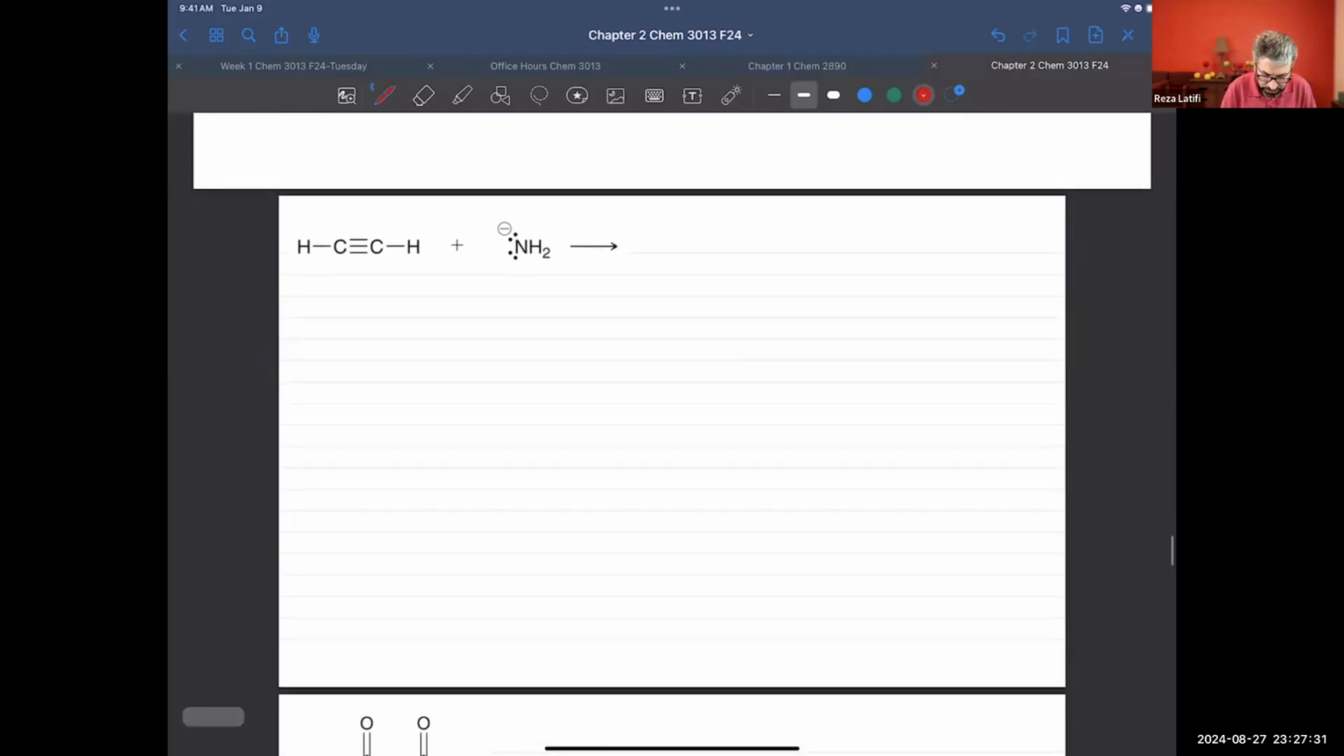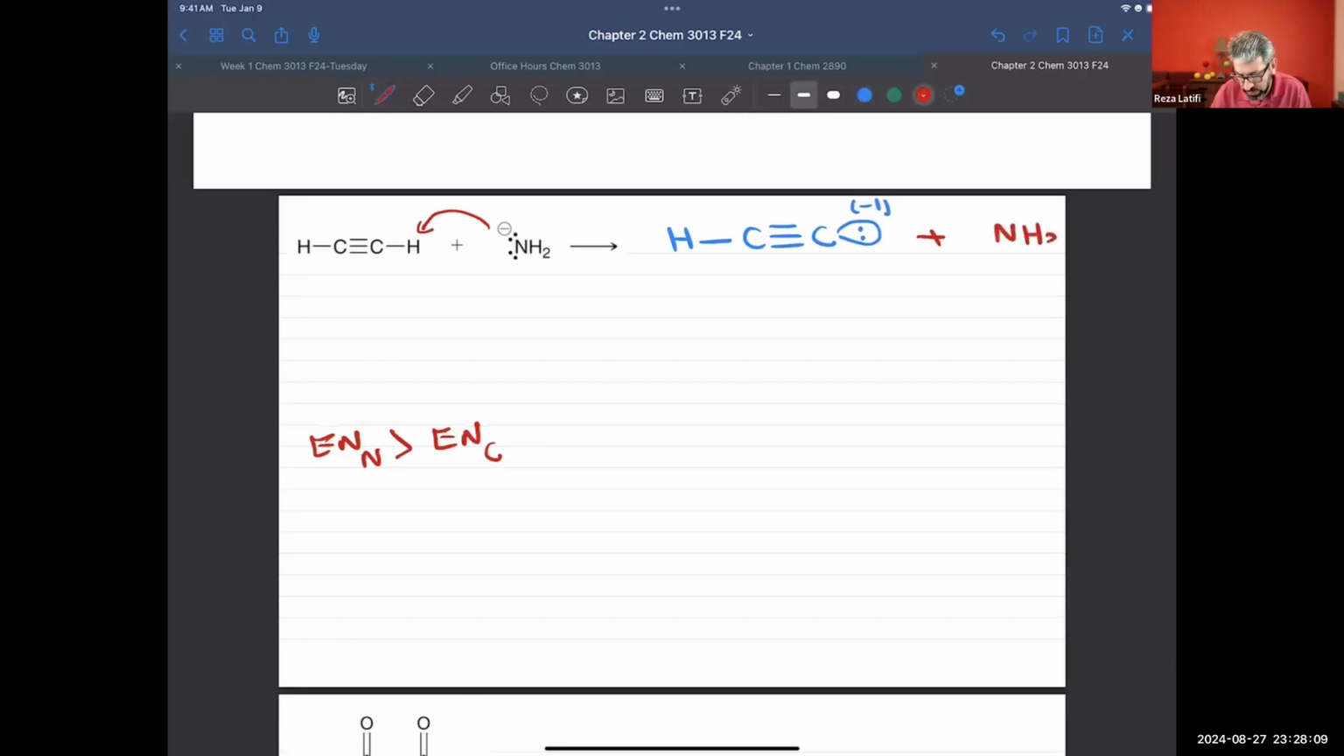Carbon has lower electronegativity than nitrogen. So the electronegativity of nitrogen is higher than the electronegativity of carbon. That means nitrogen is more capable of handling the negative charge. If I write the chemical reaction, in this case, the base is going to go after hydrogen, and it will form HC triple bond C, and carbon will have a lone pair or a negative charge. Plus, I get NH3, and NH3 has a lone pair. Remember, nitrogen had two lone pairs and used one of them, so it still has one.